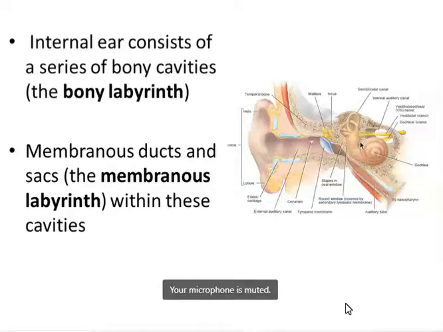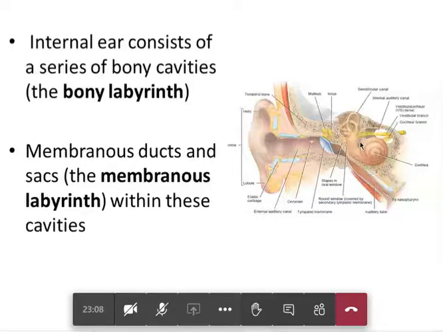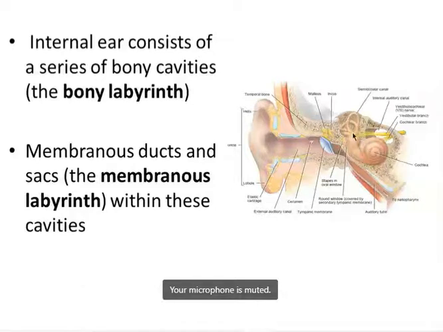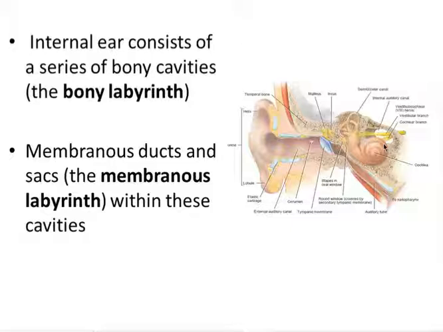Cavities, so they are known as the bony labyrinth. Inside the bony labyrinth, this is the bony part. Now inside the bony labyrinth, it consists of the membranous labyrinth. And within the membranous labyrinth, it consists of membranous ducts as well as the sac. So the internal ear mainly consists of the bony part, that is the bony labyrinth, and inside the bony labyrinth is the membranous part, which is known as the membranous labyrinth.